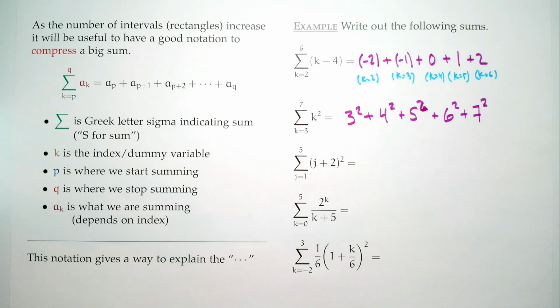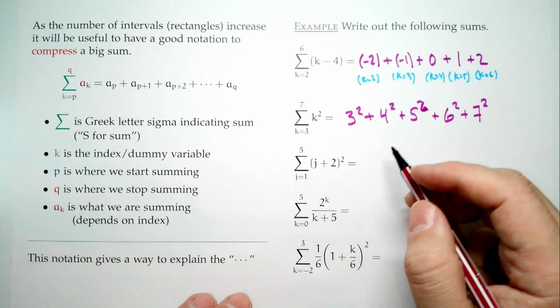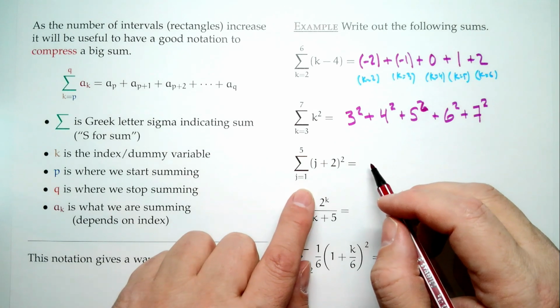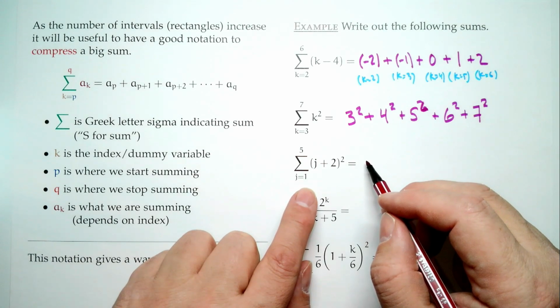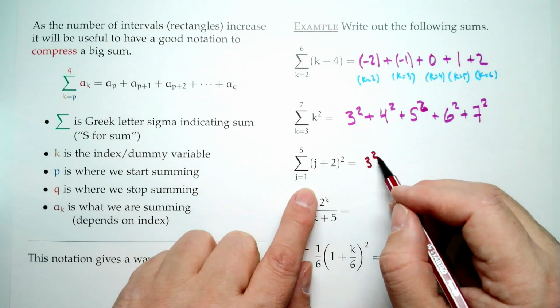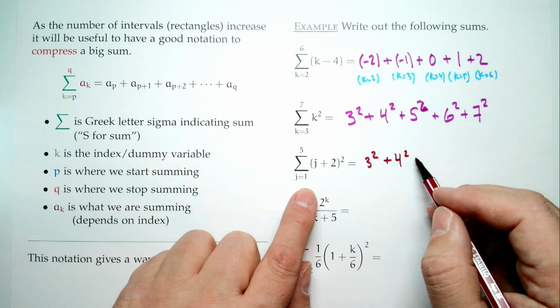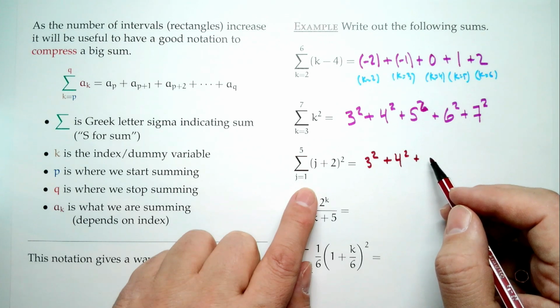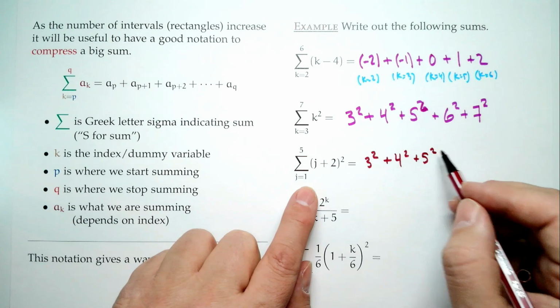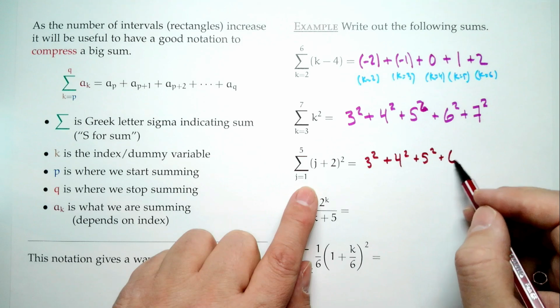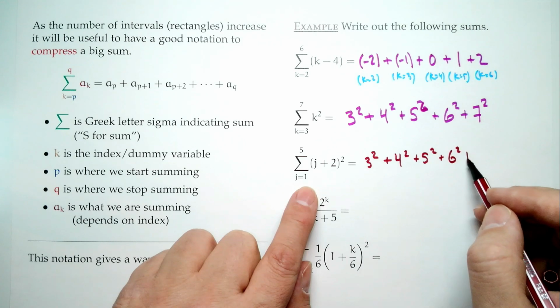All right, now let's look at this next one. The sum from 1 to 5 of (j plus 2) quantity squared. Well, what happens when you plug in 1? You get 3 squared. When you plug in 2? 4 squared. When you plug in 3? 5 squared. When you plug in 4? When you plug in 5?